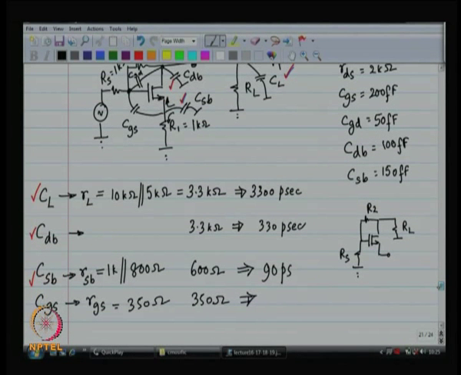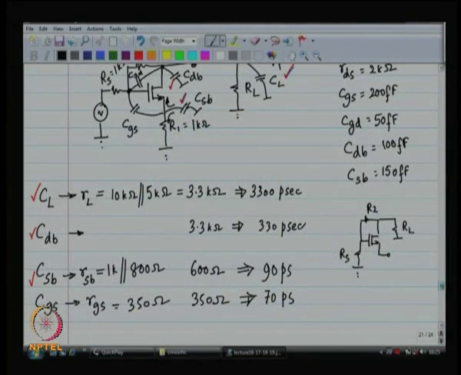Now, CGS is 200 femtofarads. I have got 350 ohms over there. So, I should be getting something like 350 times 200, so about 70 picoseconds. All right.